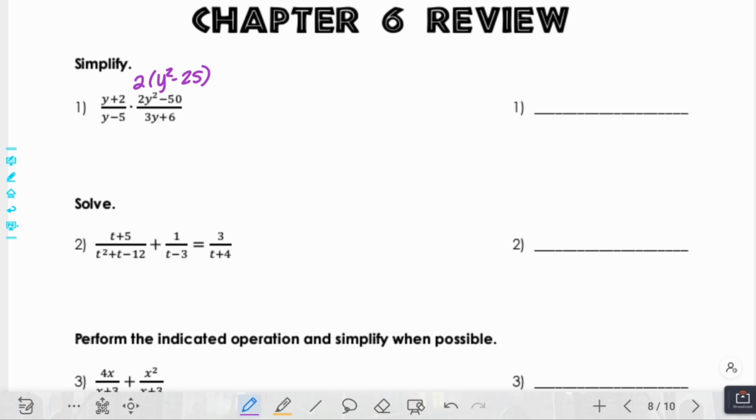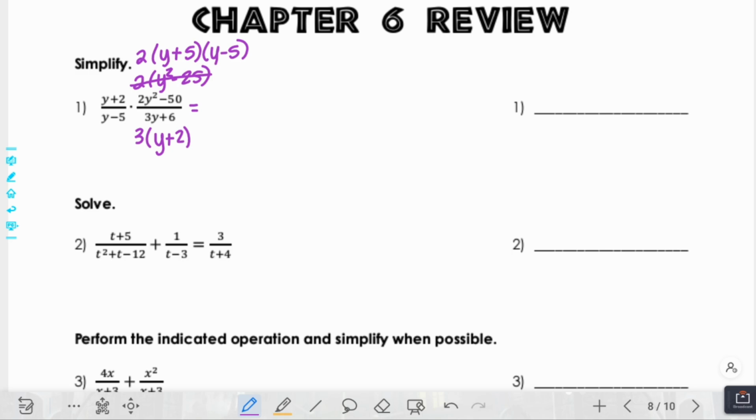Now I happen to know that y squared minus 25 is the difference of squares. So I can actually write this as 2 times, and then factor that y squared minus 25. That's y plus 5 times y minus 5. So now that I factored that, I'm going to go ahead and cross that other part out. Looking at my denominator, y minus 5 stays the same. 3y plus 6, I can factor out a greatest common factor of 3, and I'm left with y plus 2.